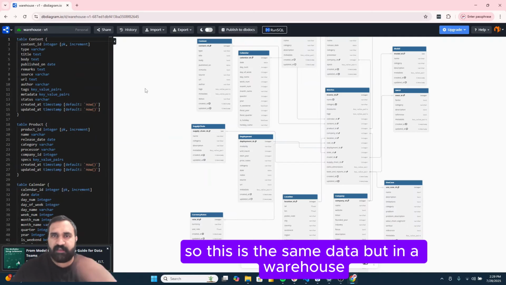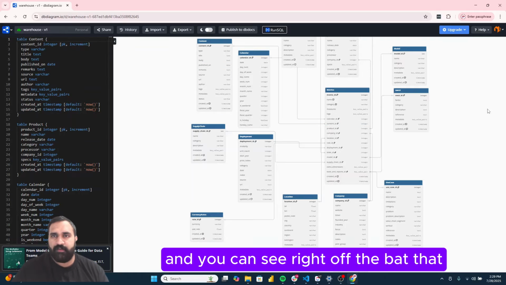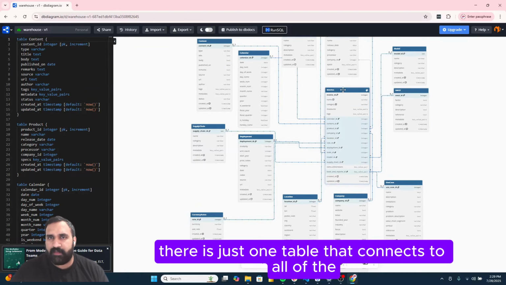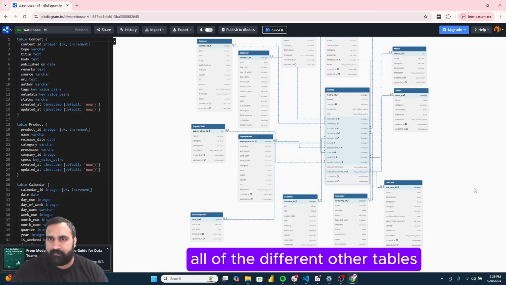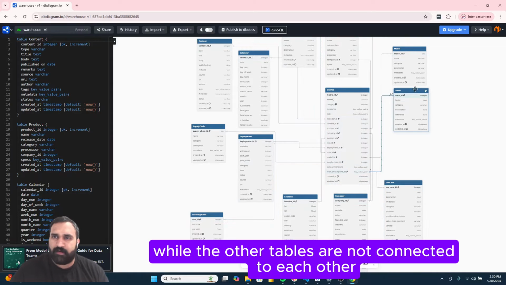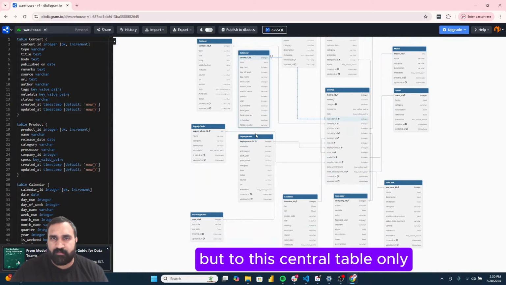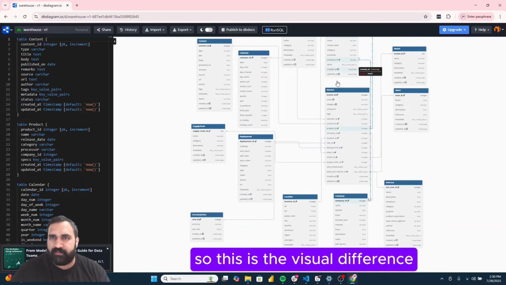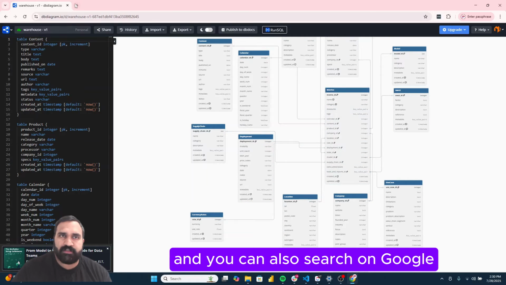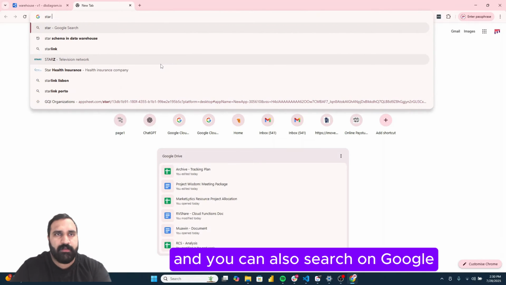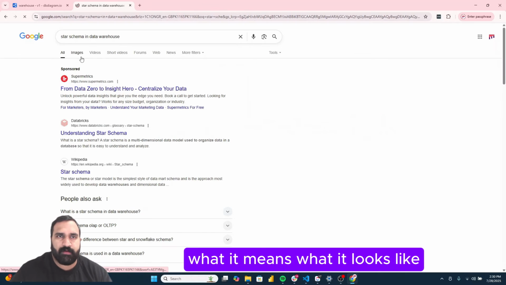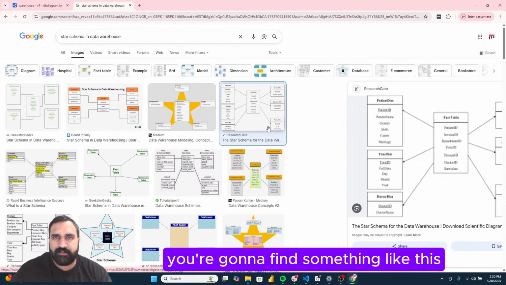So this is the same data, but in a warehouse. And you can see right off the bat that there is just one table that connects to all of the different other tables, while the other tables are not connected to each other, but to this central table only. Now, this is the visual difference. And you can also search on Google for star schema, what it means, what it looks like. You're going to find something like this.